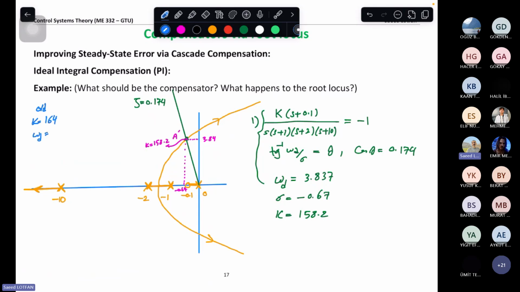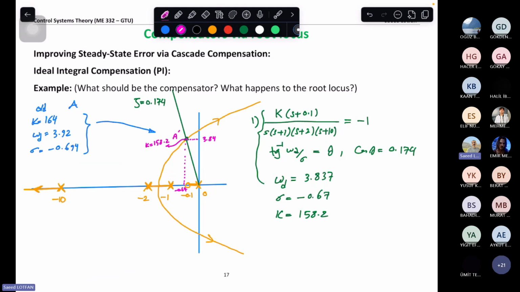You see that the values that we had before were like for the old system, k was 164 and omega d was 3.92 and sigma was minus 0.694. You see that the transient response from A point to A prime has changed very slightly. Of course, the K value changes. Not completely, it changed to a lower value, 164 to 158. So the change is big, but about transient response characteristics, zeta is the same, that is overshoot is the same, omega d is the same, and we can say sigma is the same.